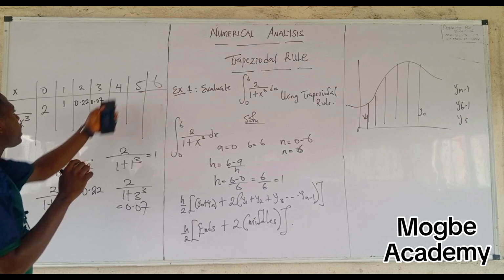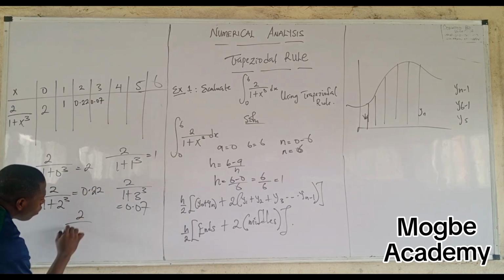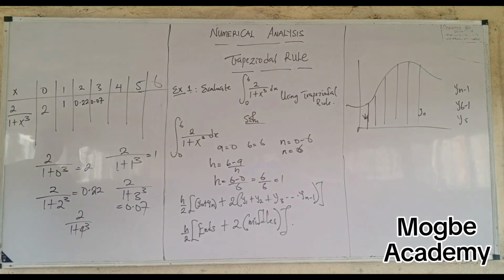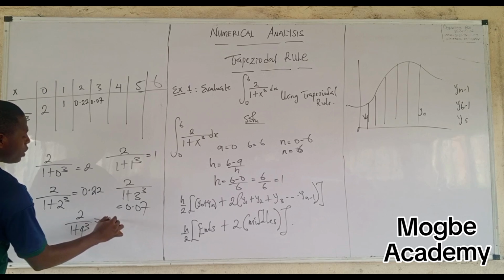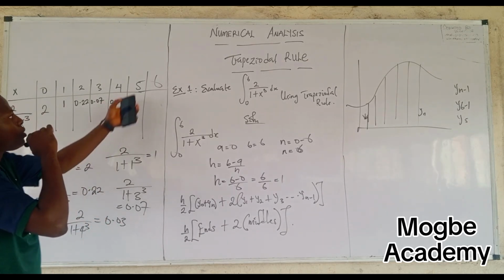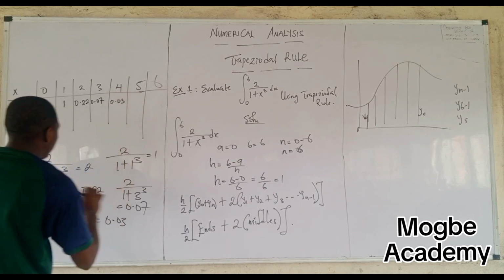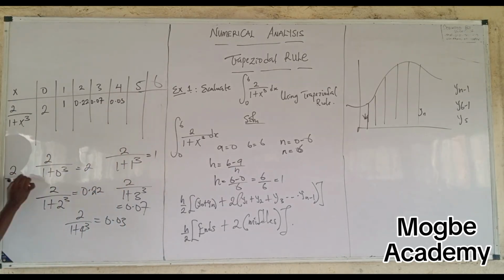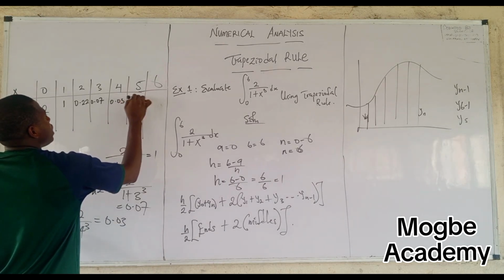Are we together? The next thing is 2 over 1 plus 4 raised to the power of 3. So if you punch this in your calculator, you simply arrive at 0.03, which is 0.03 here. Apply that to the next one, which is 5. Now if you do for 5, you simply arrive at 2 over 1 plus 5 cubed. Are we together? Now if you do this, you simply arrive at 0.02. So this will give you 0.02. We put 0.02 here.